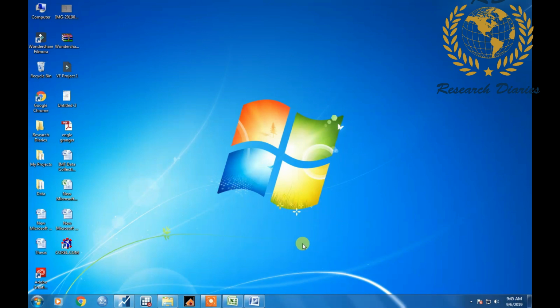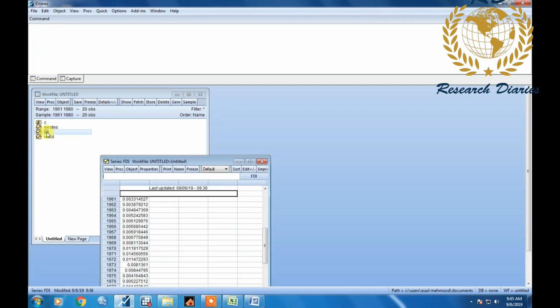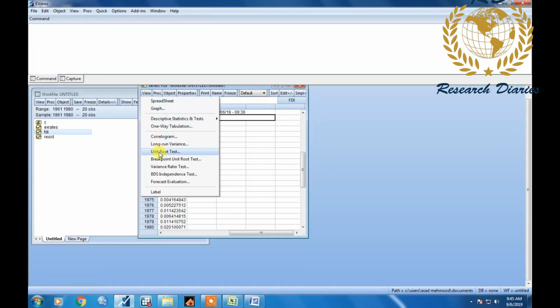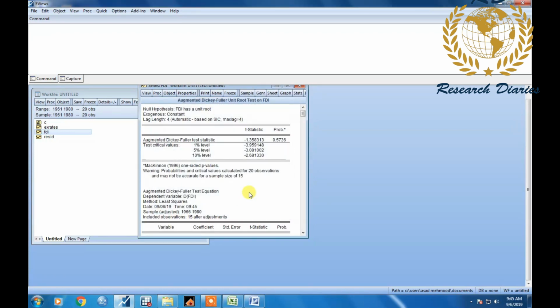Now moving towards unit root. So first of all, I would like to check the unit root of FDI. I just open it, click on Views, click on Unit Root Test, and now I don't need to change anything. I just click OK. Now here you see the result.